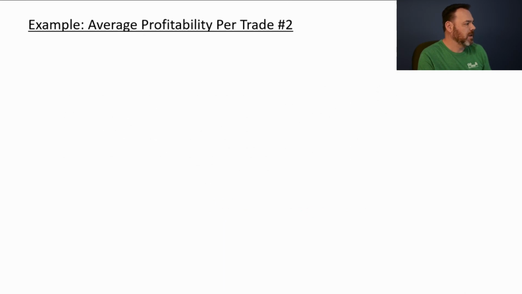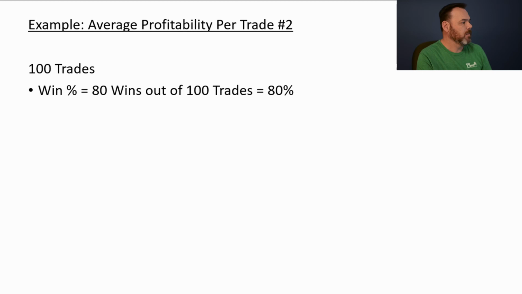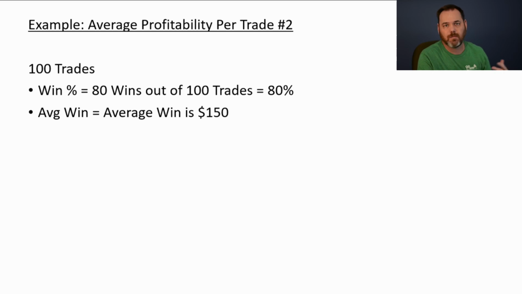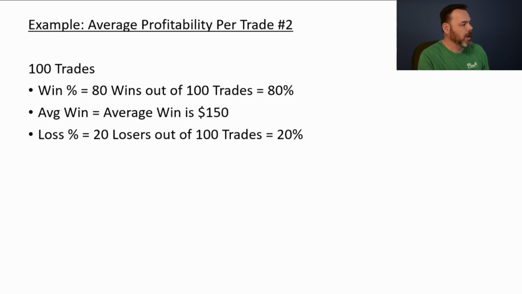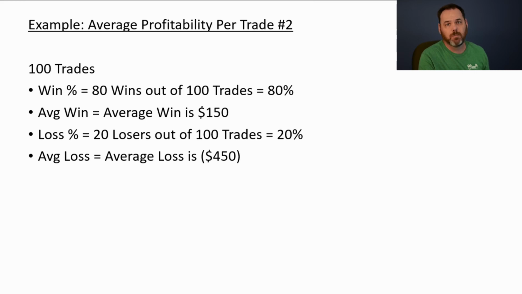Now, let's say that same example, 100 trades again, but this time, let's flip it, okay? Let's say that I've got a winning percentage of 80%, but my average win this time is only $150, okay? It's not like the 500 from before. That means a 20% loss percentage. But now when I lose big, I'm losing a lot bigger. This is a horrible risk to reward ratio, okay?